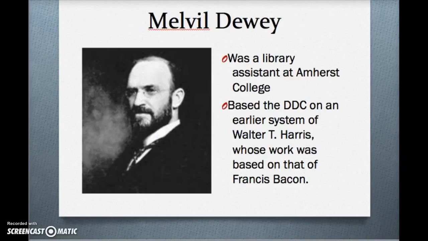The Dewey Decimal System was created by Melvin Dewey during his time employed as a library assistant at Amherst College. He created it after studying numerous books and pamphlets, as well as making personal visits to different libraries in the United States. Dewey based his new system on these studies, as well as the earlier devised system of W.T. Harris, whose own work was based on Francis Bacon's classification of knowledge.